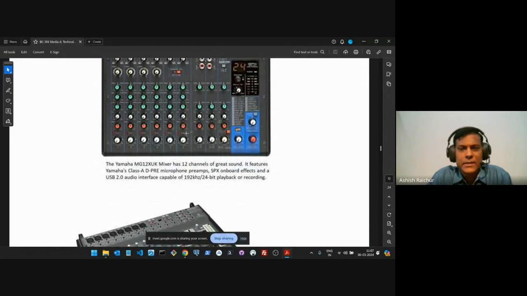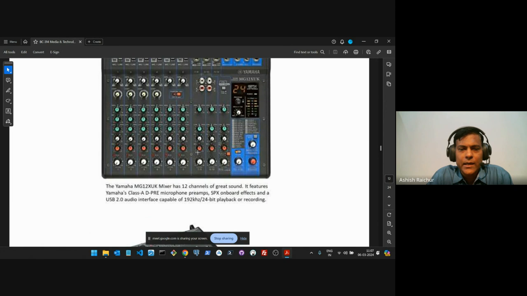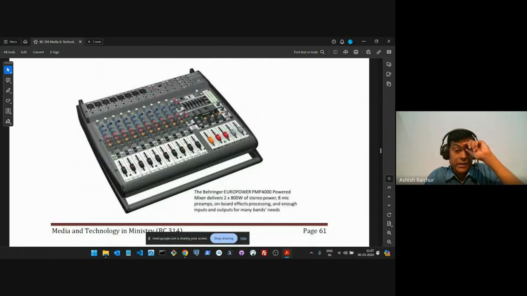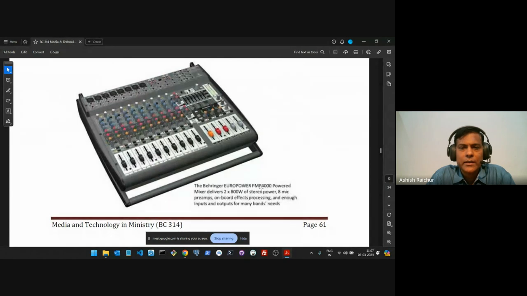So this one, let's put some pictures here. This one has 12 channels, and you have some things that are bigger. Also, a lot of the things are built in on the device itself. So you could do the preamplifier. The amplifier part of it is also built into this device. So it's a mixer with a preamp and so on. So you can get that.